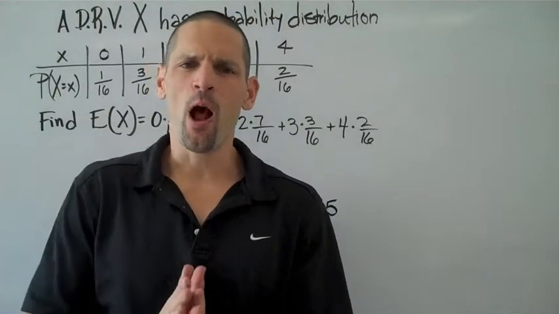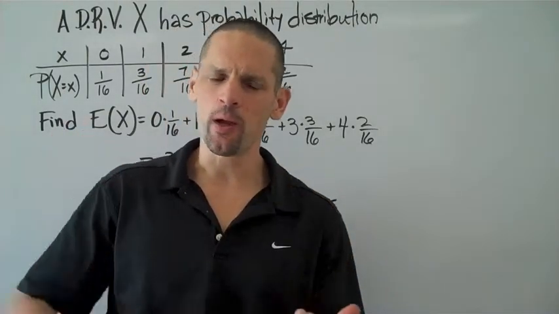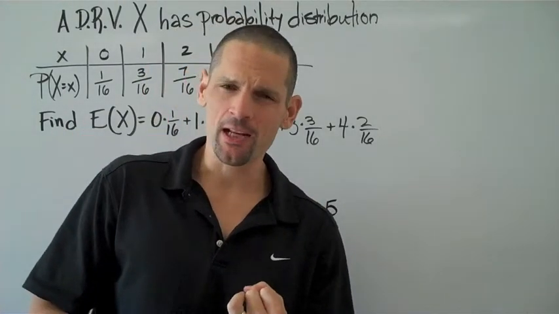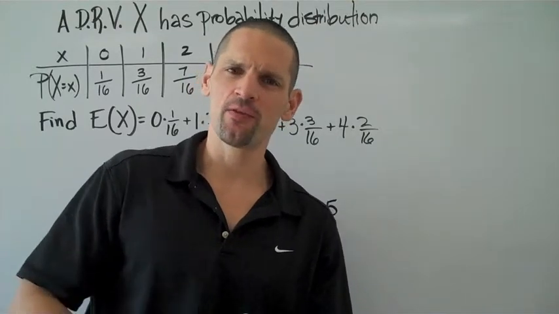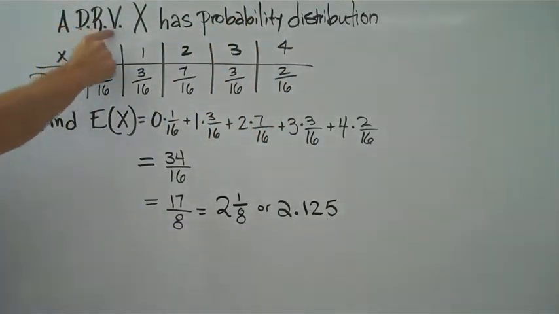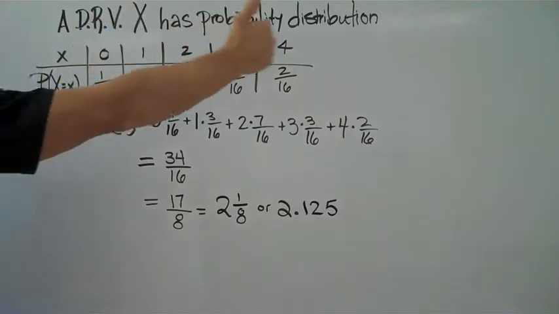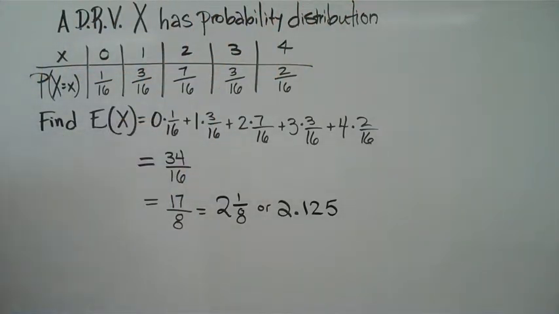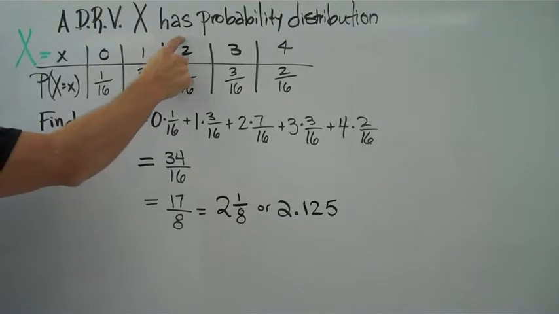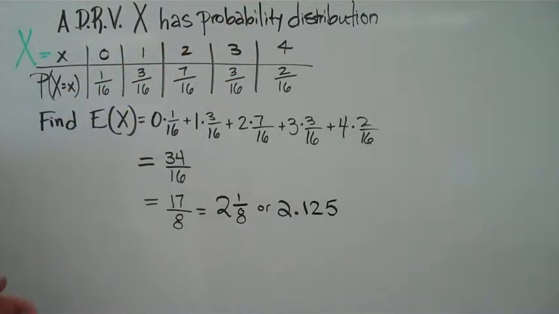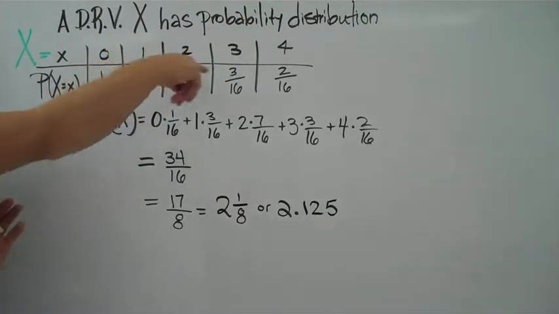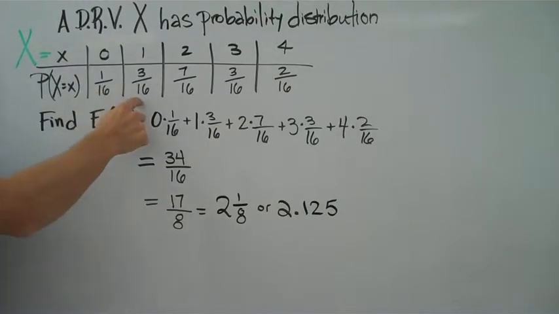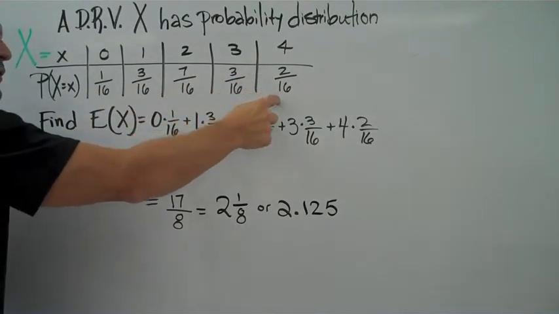Here is a typical problem we may face when dealing with expected value, variance, and standard deviation. A discrete random variable, capital X, has this probability distribution. Our capital X can take on the value of small x. Our discrete random variable can be 0, 1, 2, 3, or 4. What are the probabilities associated with each of these? Well, here they are: 1 over 16, 3 over 16, 7 over 16, 3 over 16, 2 over 16.